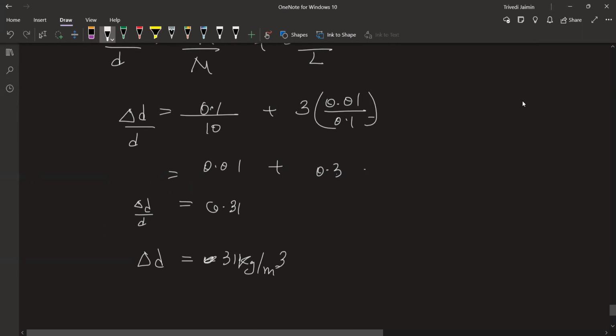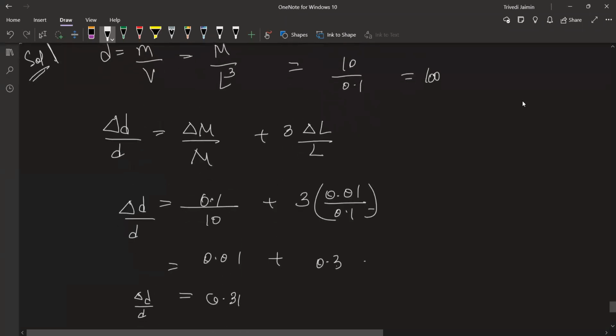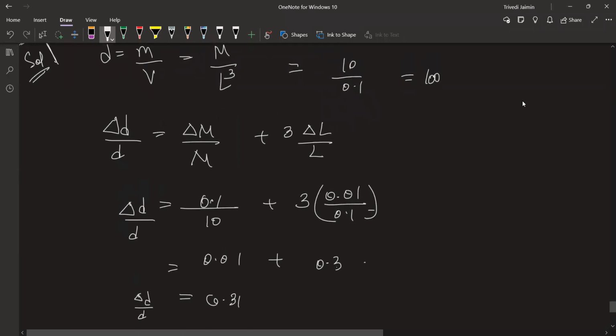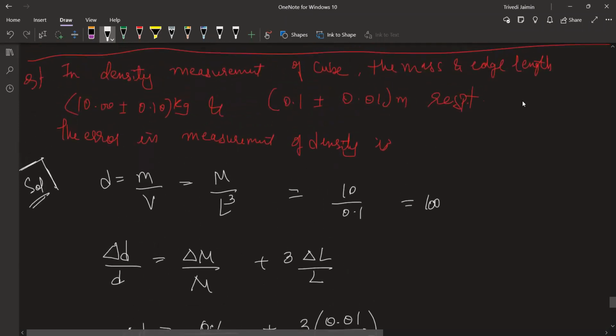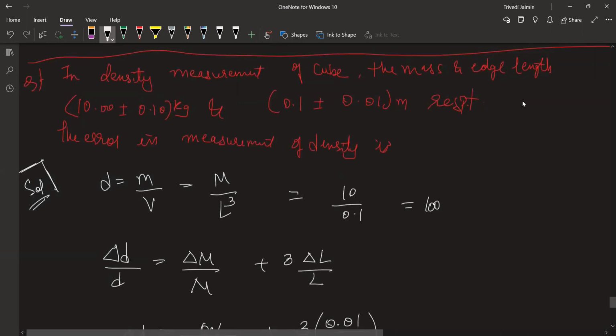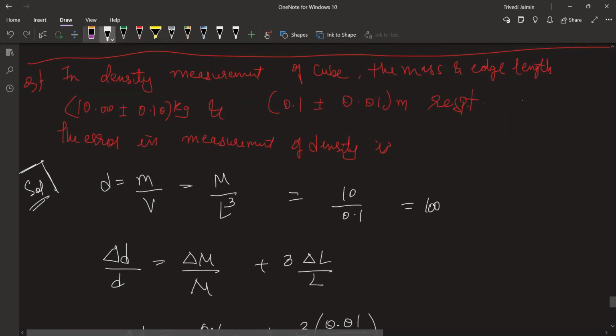Okay, but in option C it is 0.31. No, it should be none of these. Have you done any calculation mistake? 10, 0.01, 3 will be 2, 3. No, it's correct. There is nothing wrong here. Density is mass by volume. Okay, wait. This is length. Wait, still it is wrong. Okay, wait.